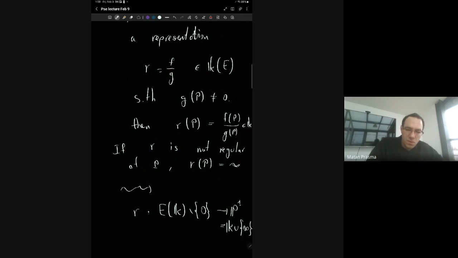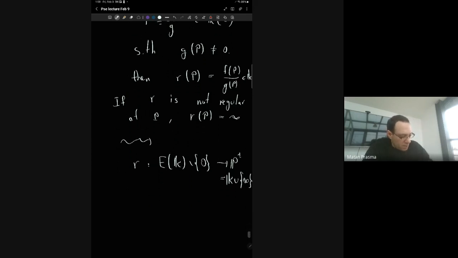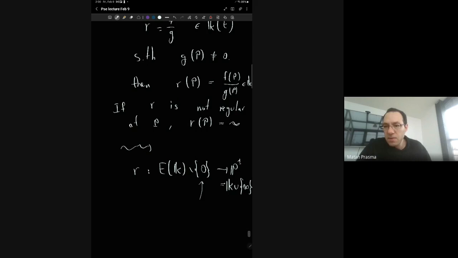Okay, so this is a way to extend the definition to get an actual function. But what we're missing is how to define the function at the point at infinity. And this is what I started to talk about last time, but I will get back to it this time. So before we take a break, any questions on this?